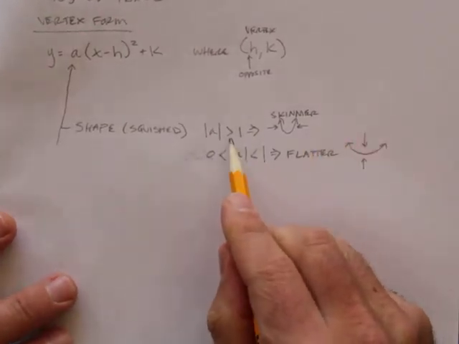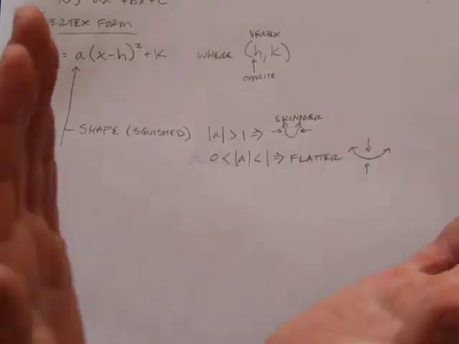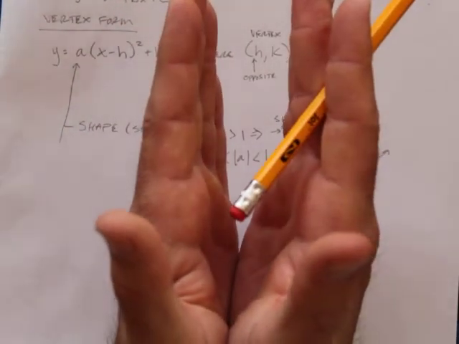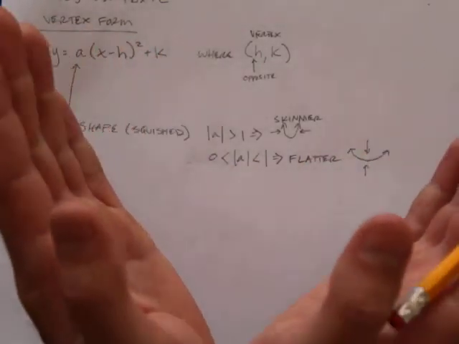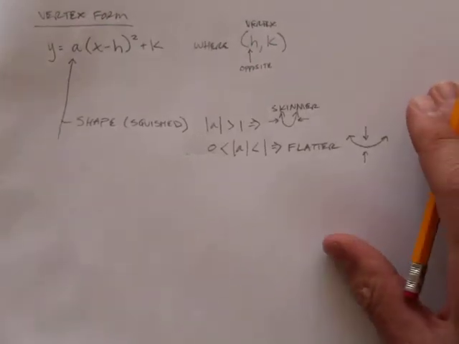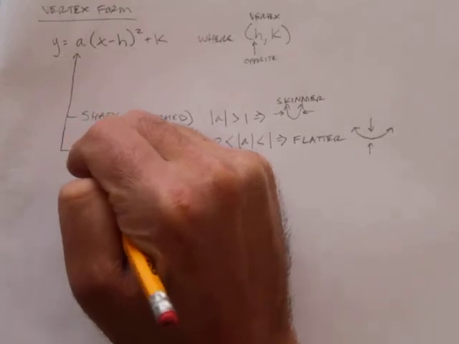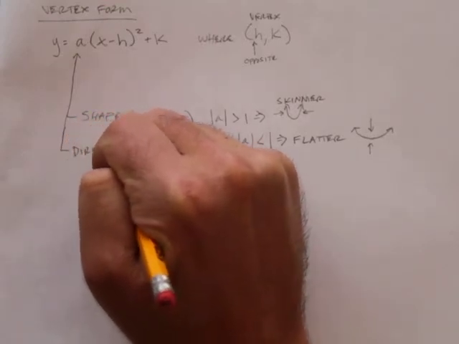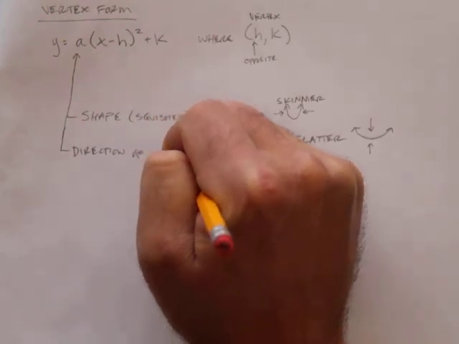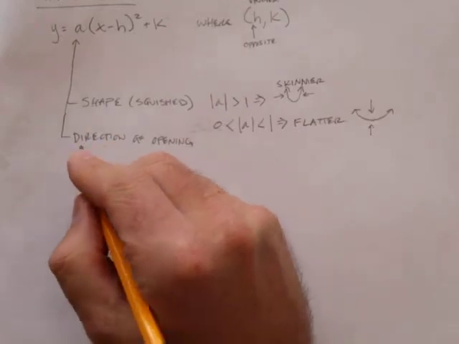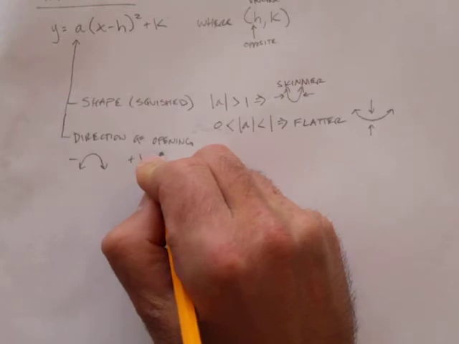So if the absolute value of a is greater than 1, then it's going to squish it in like this and make it skinnier. If it's a fraction between 0 and 1, or 0 and negative 1, then it's going to make it flatter like that. This also decides the direction of the opening. So if it's negative, then it's going to open down like this. If it's positive, then it's going to open up like this.